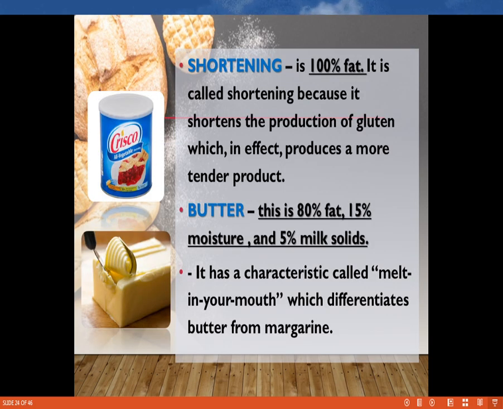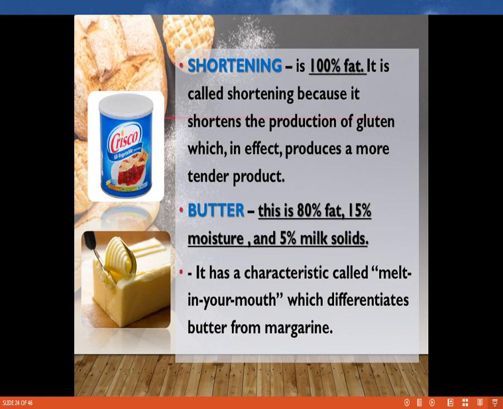Types of fats. Shortening. It is 100% fat. It is called shortening because it shortens the production of gluten, which in effect produces a more tender product. So how? When you add shortening to the flour mixture, it helps prevent the sticking of the gluten strands while mixing, so that gluten is shortened and makes the product tender.